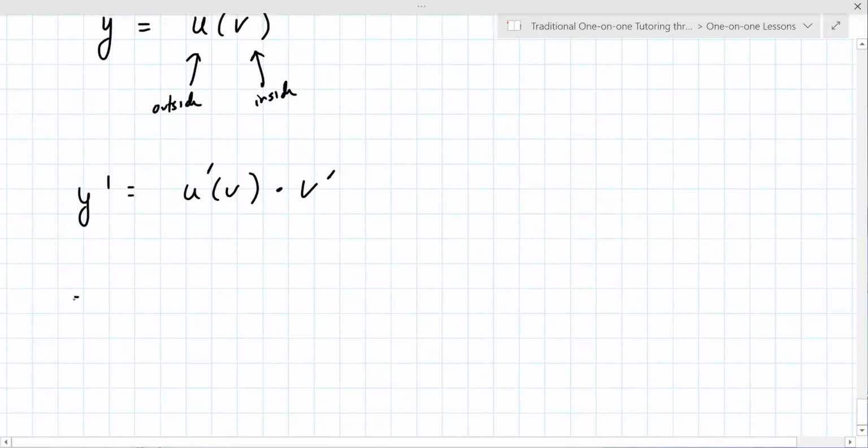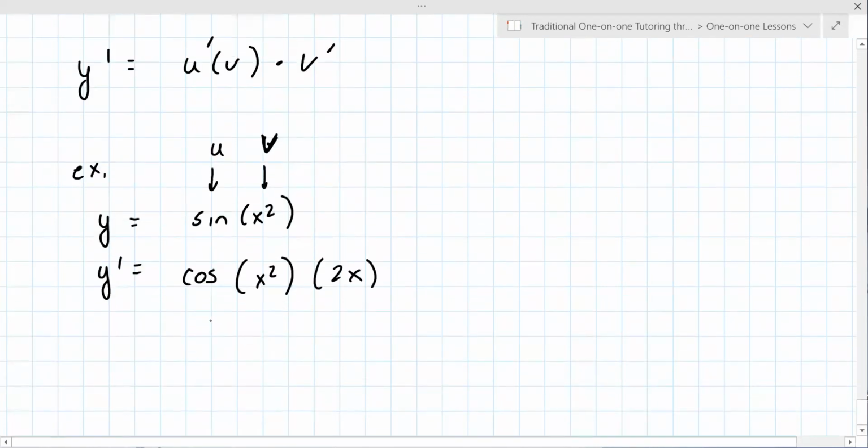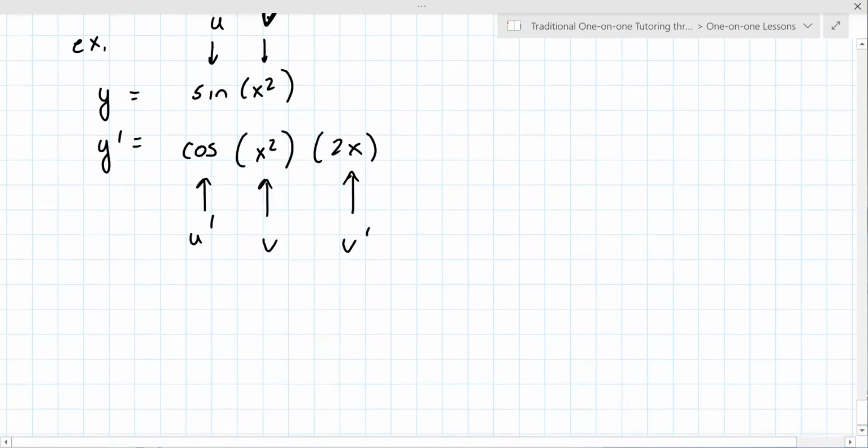So the example here is y equals sine of x squared. The derivative is, you have to take the derivative of the outside function, cosine. Keep the inside function, but then multiply by 2x. So this is u, this is v, and then this is u prime, v, v prime. So you've got to take the derivative of the outside, keep the inside, take the derivative of the inside. Okay, all right, so let's move on to another example here.